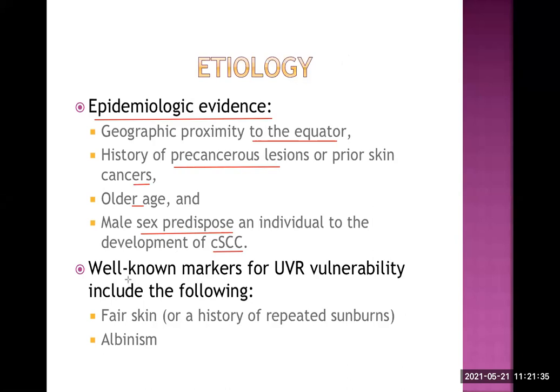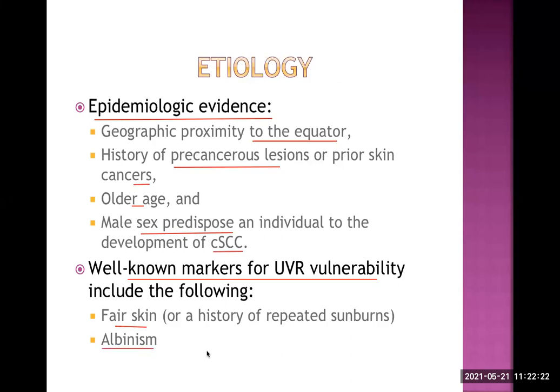There are certain other well-known markers of ultraviolet radiation vulnerability, and they are fair-skinned people, okay, where there is a decreased amount of melanin. Because melanin is the pigment which is responsible for the color of the skin. So if somebody is a very fair-skinned individual, probably that person has a decreased amount of melanin. And we all know melanin has a shielding effect on the nucleus of those keratinocytes. So without that, there is a high chance of mutation inside the keratinocyte, and that mutation is responsible for cancer development.